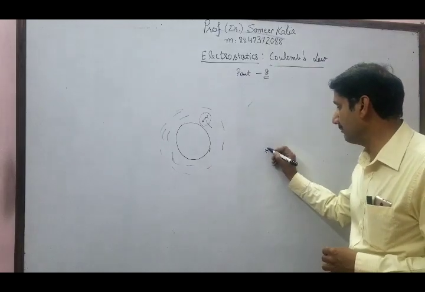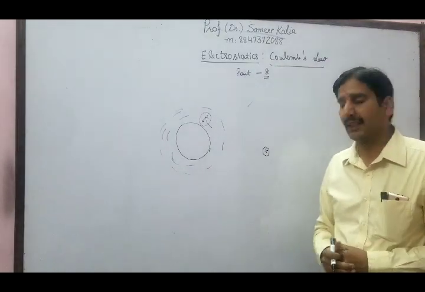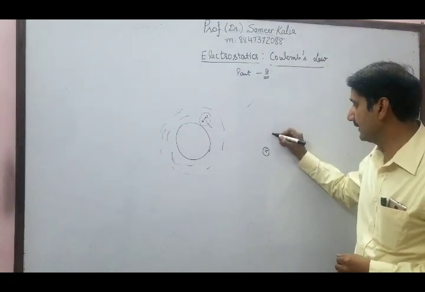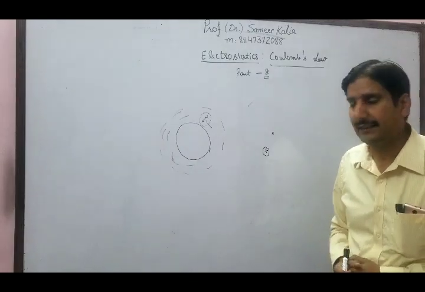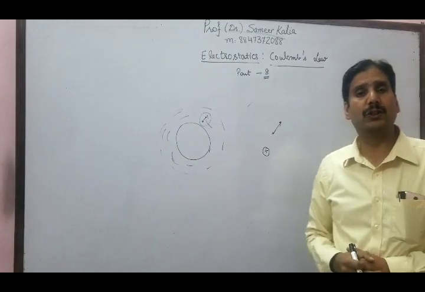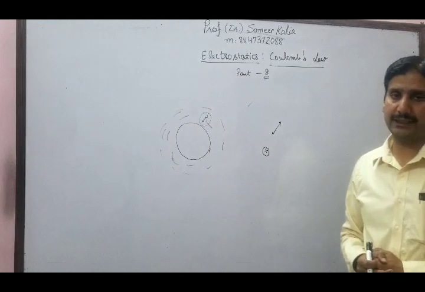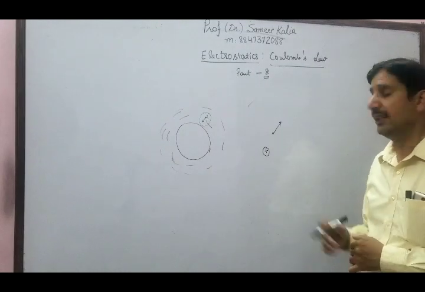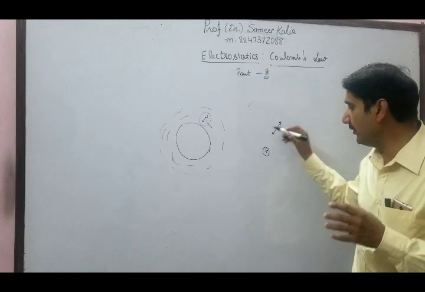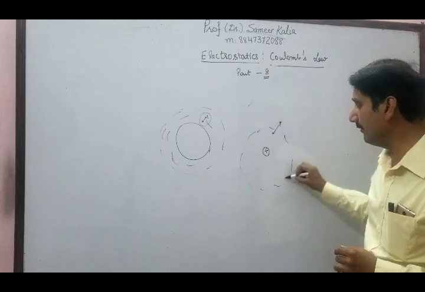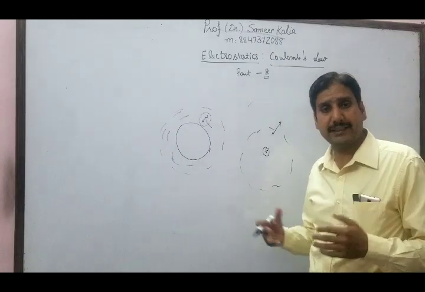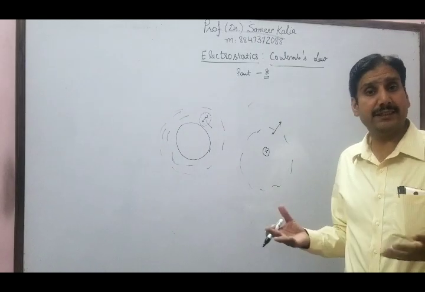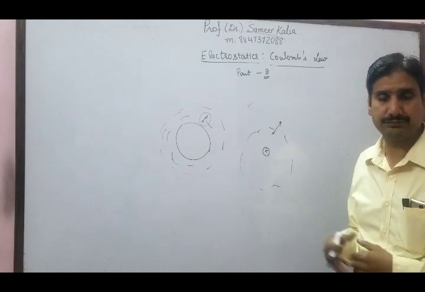Similarly, if I keep a charge over here and another charge is placed somewhere in its vicinity, it experiences a force of repulsion or force of attraction depending upon whether they are of the same polarity or of different polarity. So that region around a given charge where its effect can be felt is the electric field of that charge.